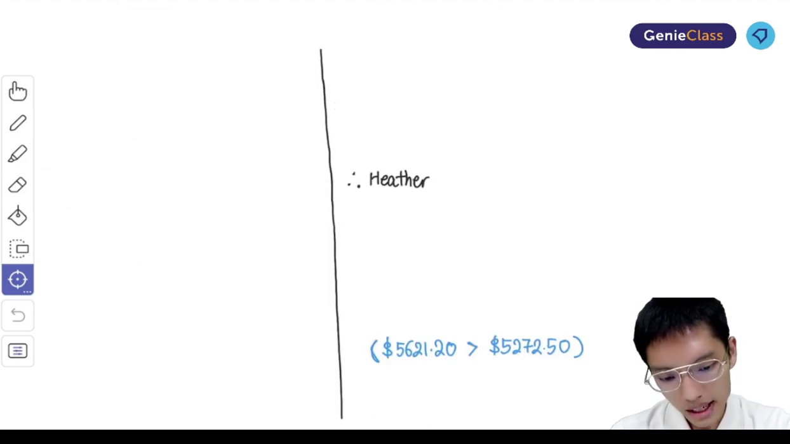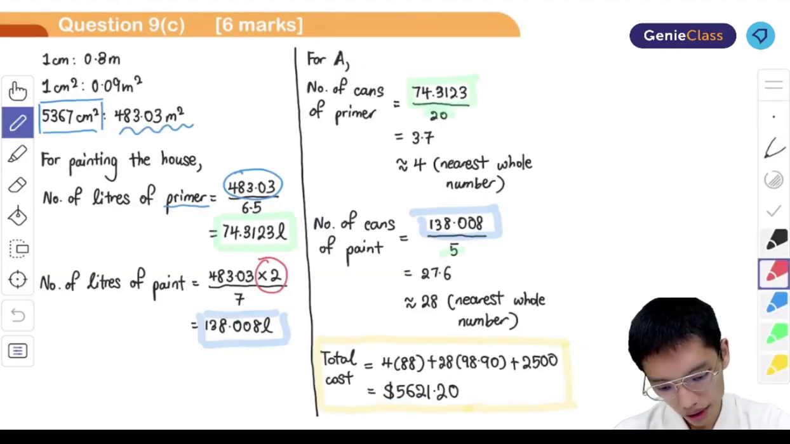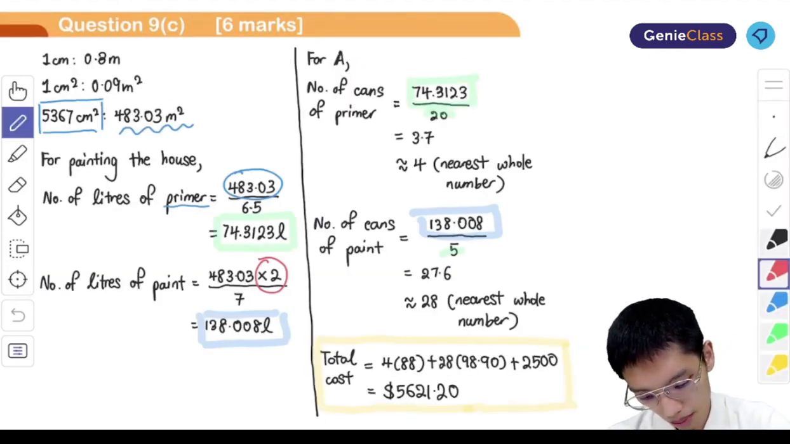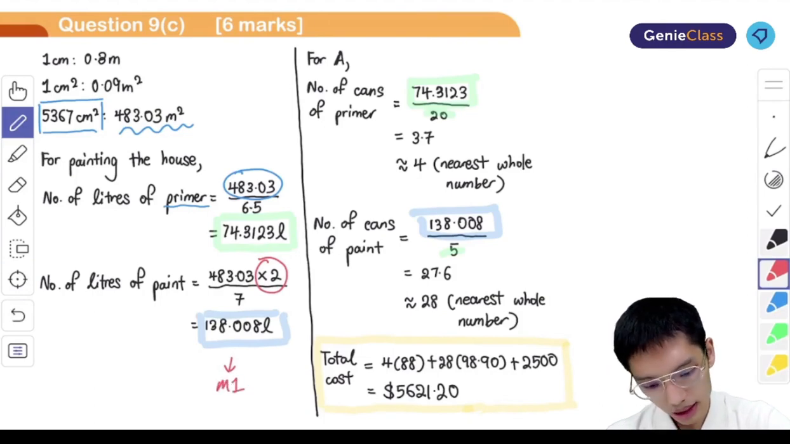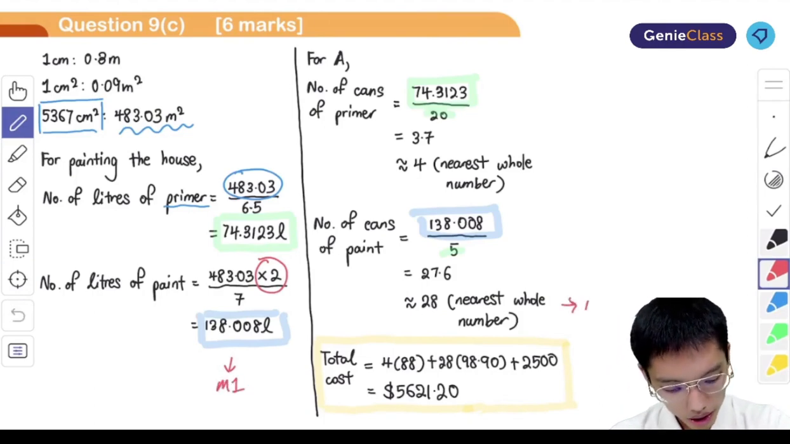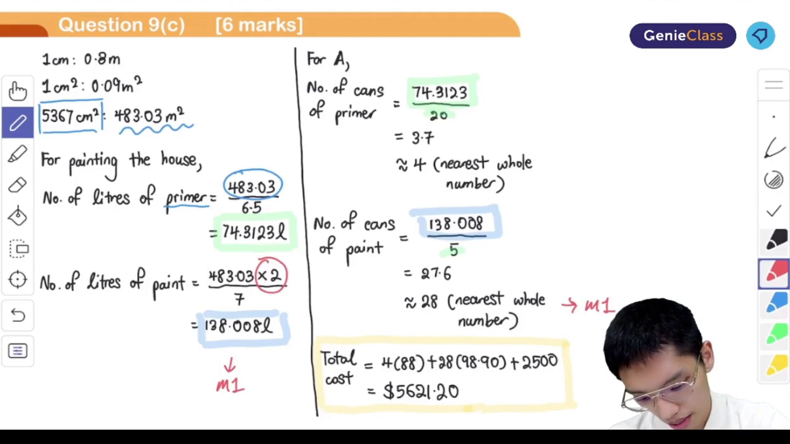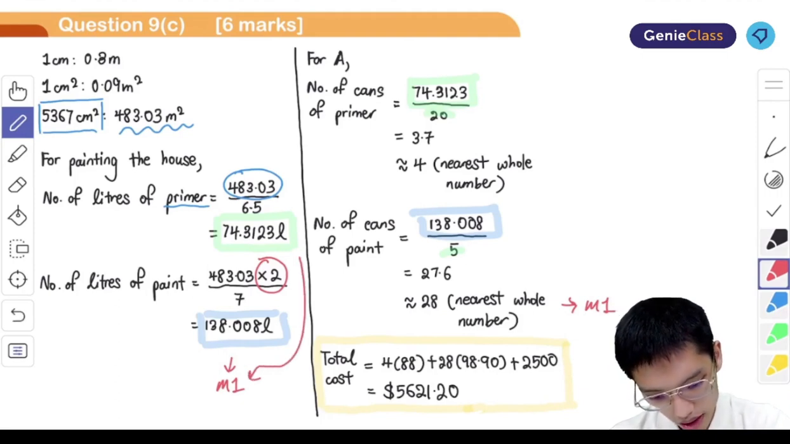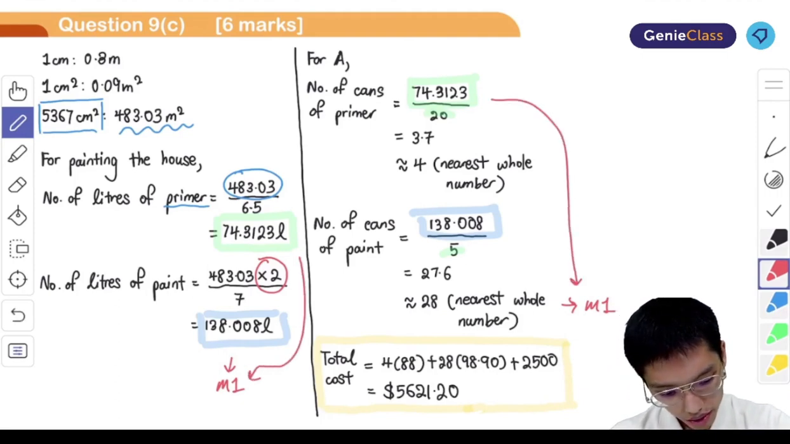Okay, next up, how are the marks delivered? Again, sorry for that. Liters of primer, liters of paint, calculate this, 1 mark. Number of cans of primer and paint, all this for 1 mark. Let me just write it down. 1 mark here, 1 mark here, total cost here.